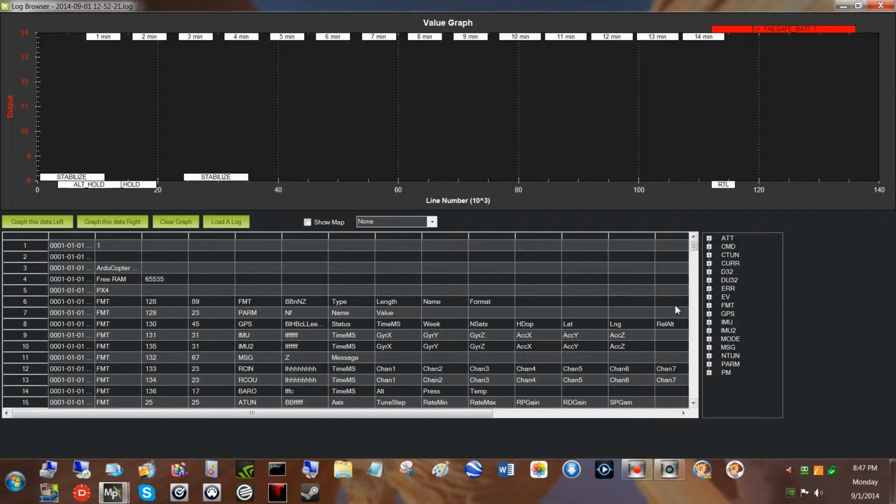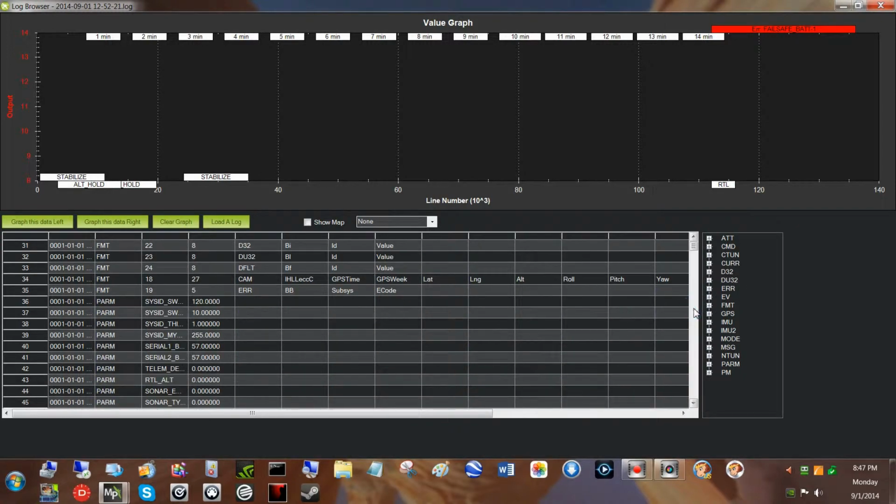There's just a bunch of stuff, and of course you can go through each parameter down through here one by one if you needed to. So that's just something I was going to show you that I thought was pretty cool.